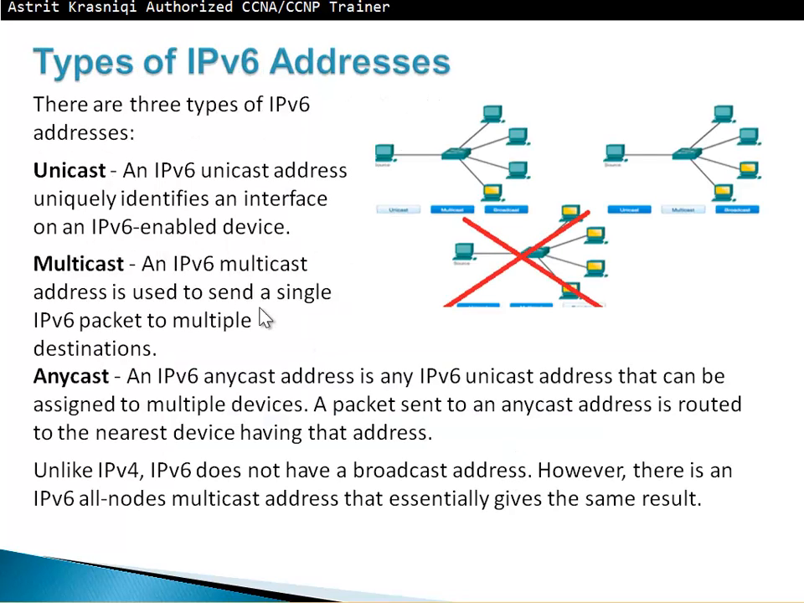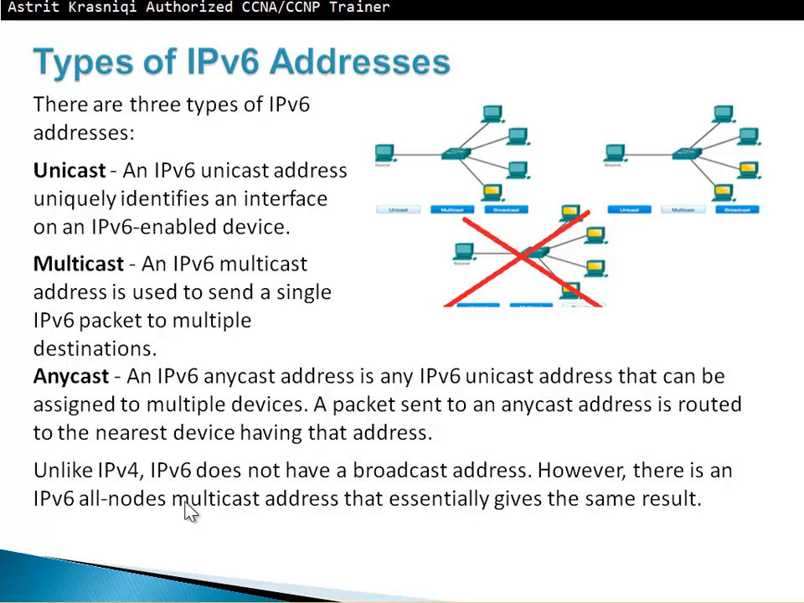The types of IPv6 address: just remember, IPv6 does not use a broadcast anymore. It does have a unicast, like IPv4, one-to-one communication. It does have a multicast, one-to-a-group, like in IPv4, and it has a new type of communication, anycast.